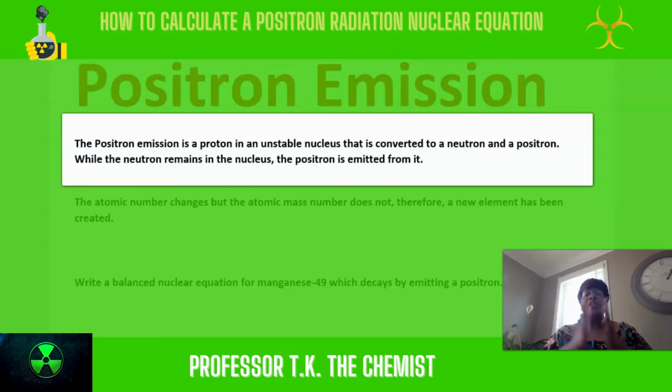First off, a positron emission is a proton in an unstable nucleus that is converted to a neutron and a positron. There's that word again. Now, while the neutron remains in the nucleus, the positron is emitted from it, meaning it's kicked out, beamed out.